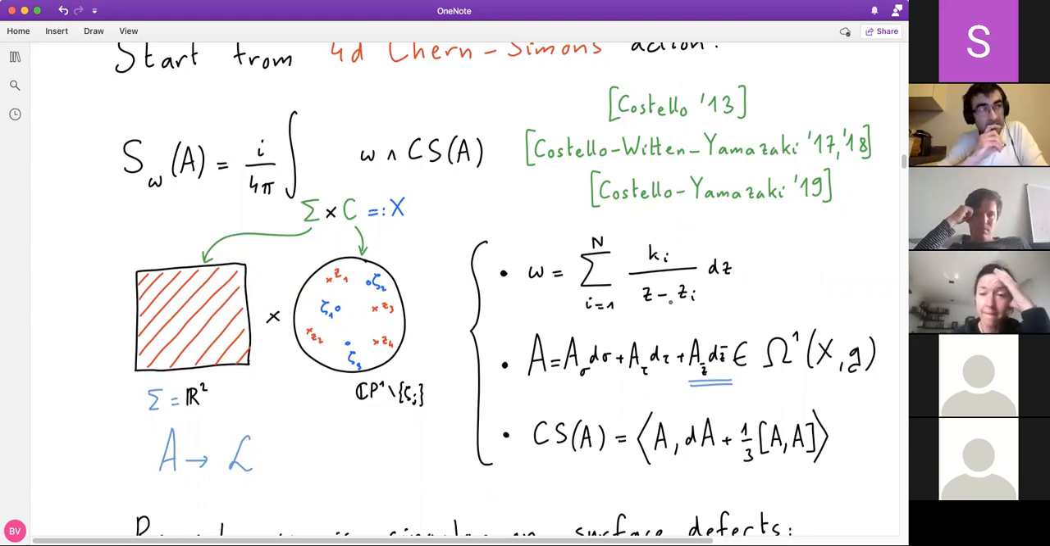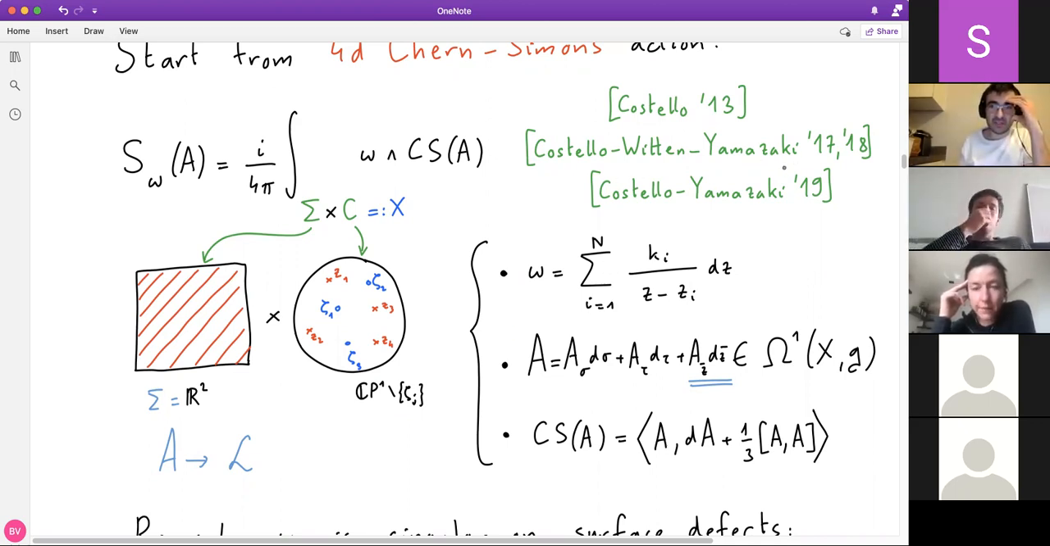Nothing at all? No. I think the Wilson line picture is the picture which allows you to construct lattice models. And then I think one of the motivations of Costello and Yamazaki was to take this limit where the Wilson lines get denser and denser to form a surface defect. But what I've tried to represent here is a surface defect localized at the zi. I think they call these disorder defects. I think maybe this is a good point.